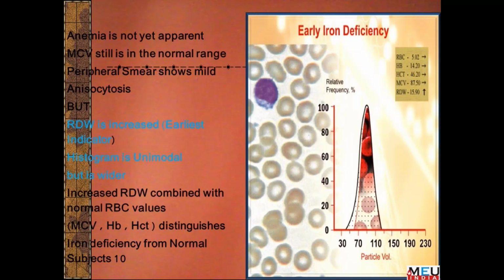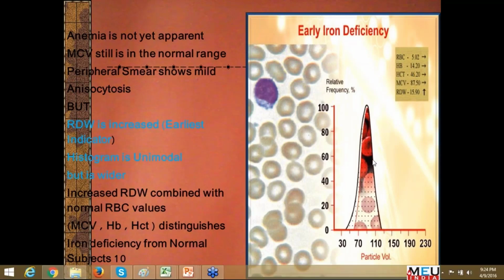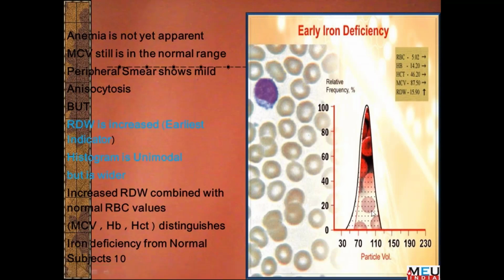Now let us take a case of iron deficiency anemia. In this case, this reddish part is the normal, and in case of early iron deficiency anemia, the peak shifts and the anisocytosis starts increasing gradually. Change in anisocytosis is the first change, though the peak may not shift too much in the beginning. Increase in the RDW is the earliest sign of early iron deficiency anemia.